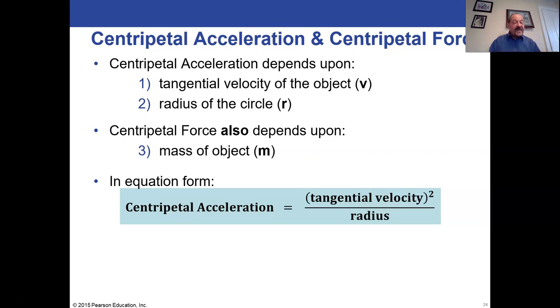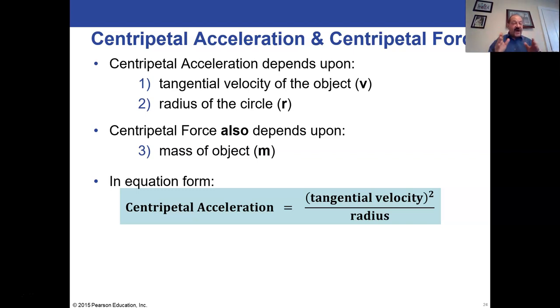If we look at the radius, it is inversely proportional to the centripetal acceleration. They are inversely proportional to one another. Anything I do to one will happen in the opposite direction to the other. If I triple the radius, I will cut the acceleration to a third. If I make the radius 10 times bigger, I will make the acceleration 10 times smaller.